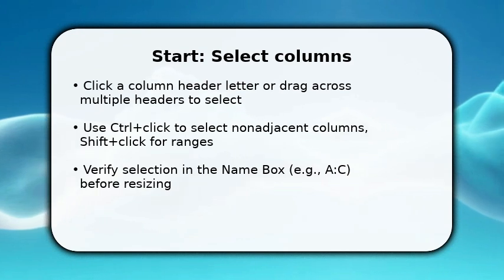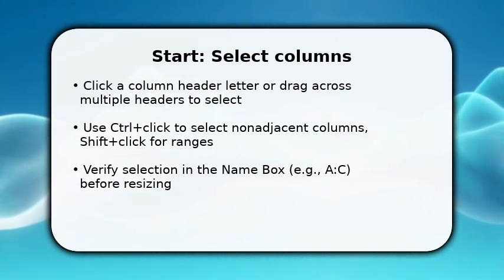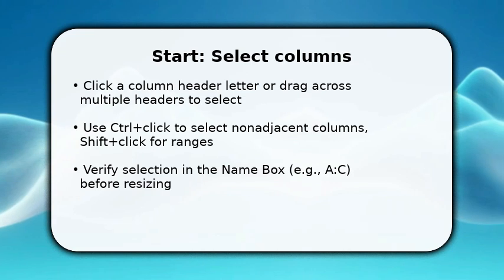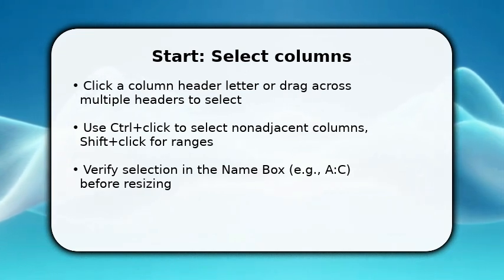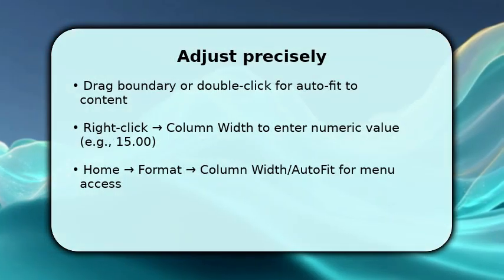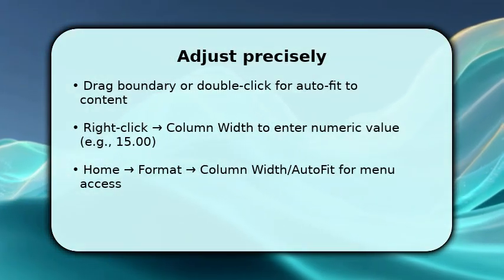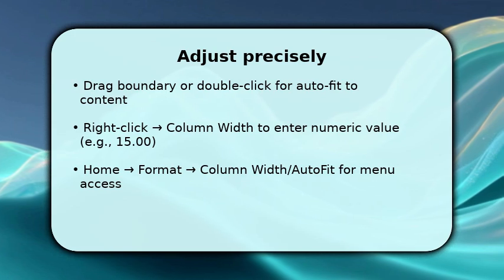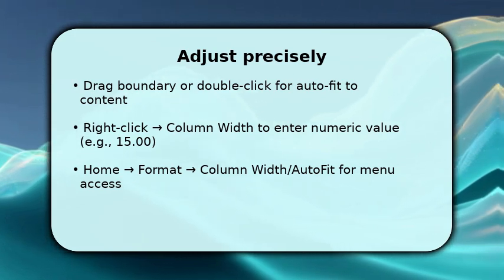Now move your cursor to the right edge of any selected header until it becomes a double arrow resize cursor. That's the first actionable step to change width. With the double arrow cursor visible, drag left or right for a quick manual width change. Dragging adjusts all selected columns together.